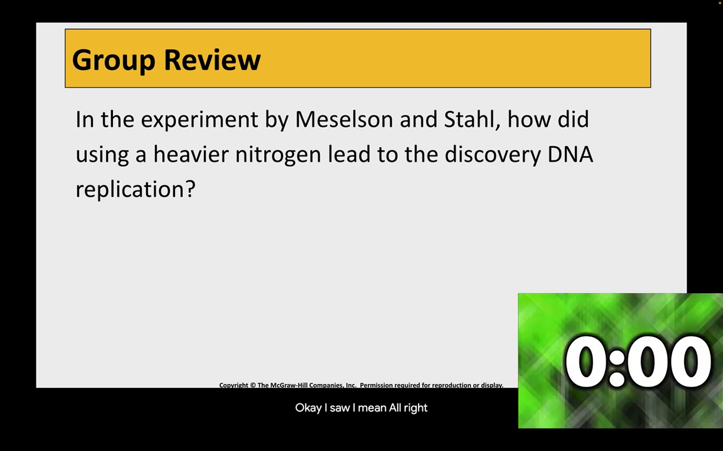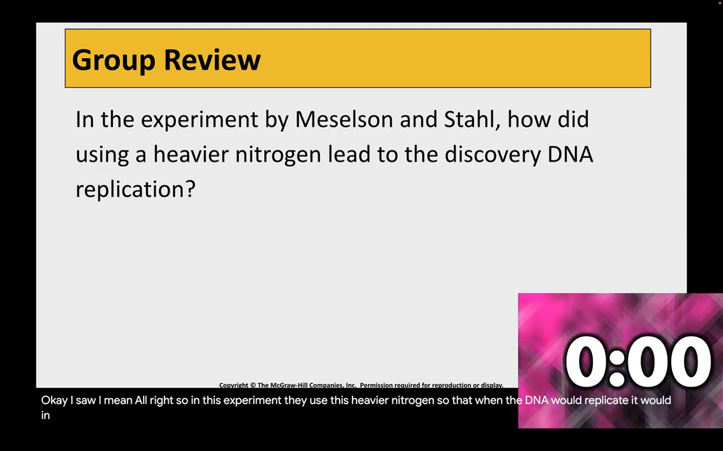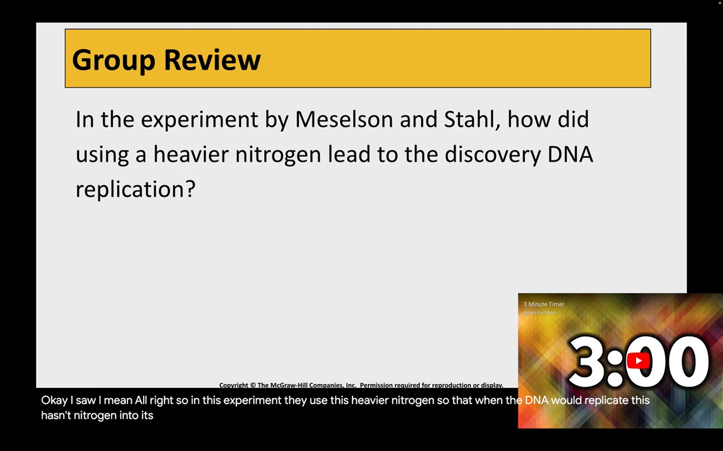All right, so in this experiment, they used this heavier nitrogen so that when the DNA would replicate, it would incorporate this heavy nitrogen into its molecules. What was the purpose of it? Why was this heavy nitrogen important in this experiment? What did it tell us? It told us which ones were the parent strands and what the resulting daughter strands looked like, or how heavy they were.